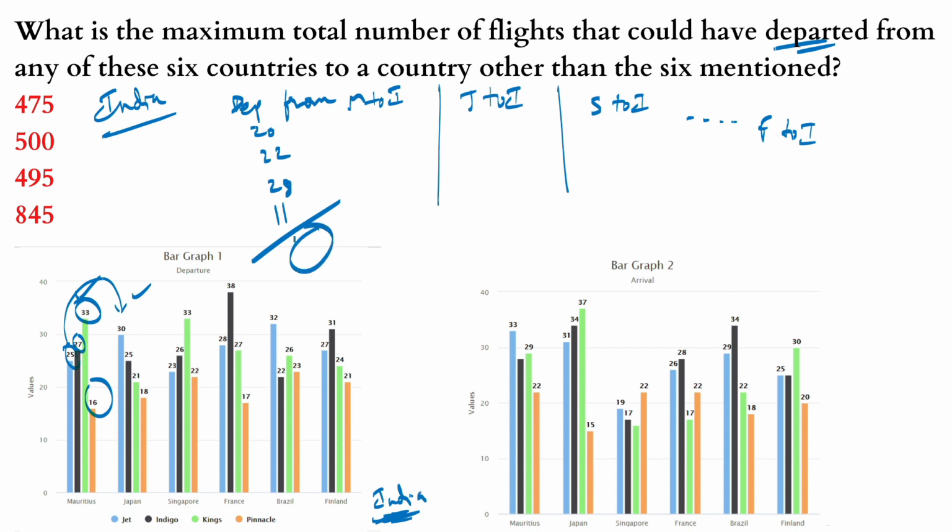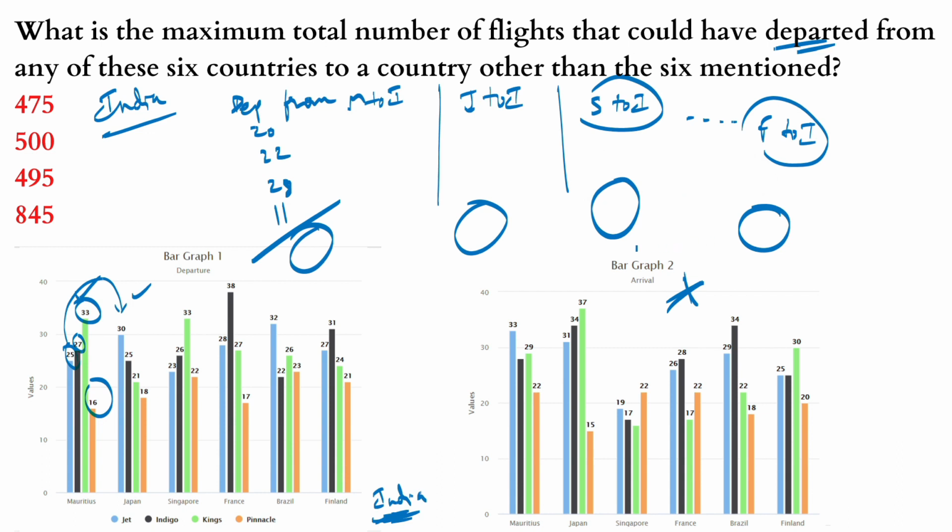So add this. This is departure from Mauritius to India. And then you calculate from Japan to India, you will get a value. All are departures, not arrivals. So you can neglect bar graph 2 now for this question. So from Singapore to India, you will get one value. Till Finland to India, you will get all the values. So now add all these values. Now you'll get 495 as the answer.